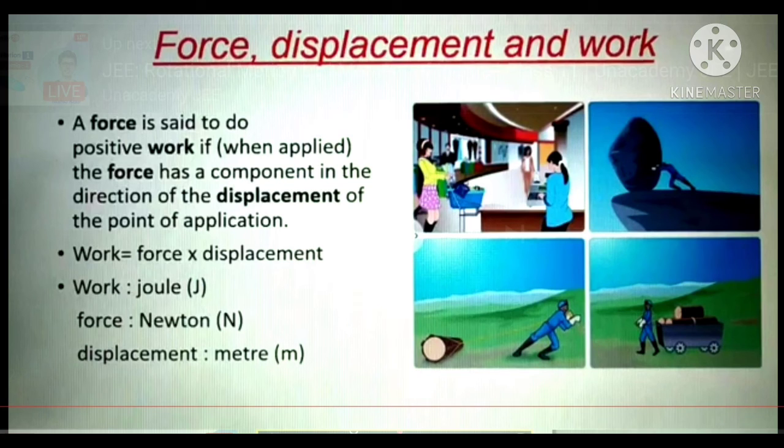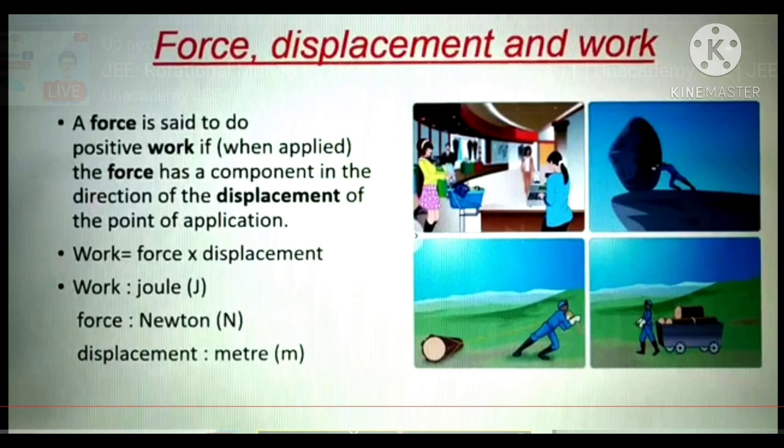When can we say that work is done? When a body is displaced by applying force. That means it moves after applying the force. So we can say that work is done. Suppose we apply force on a wall, but it does not move, then work done is 0.